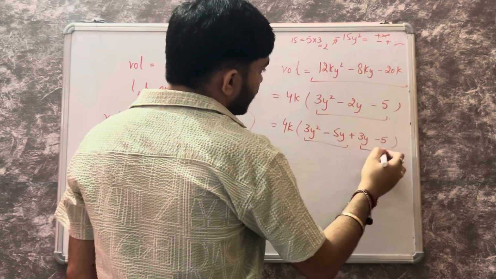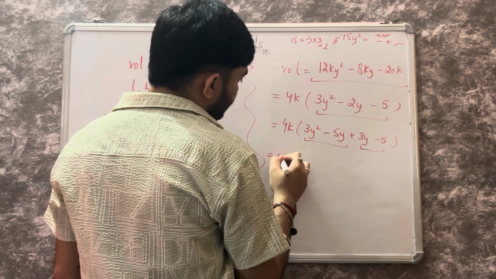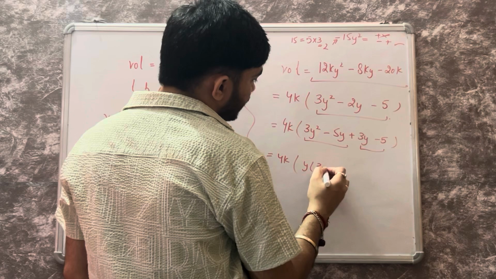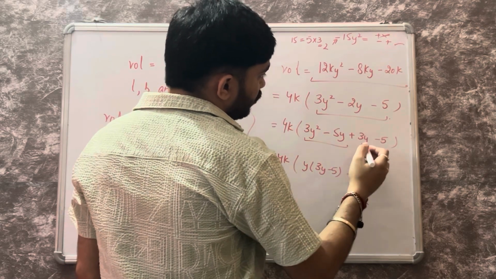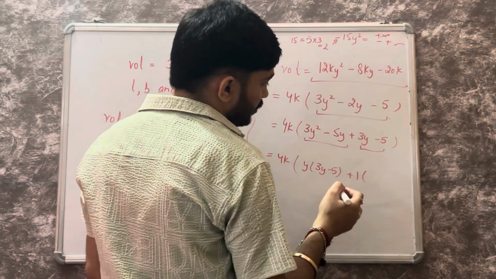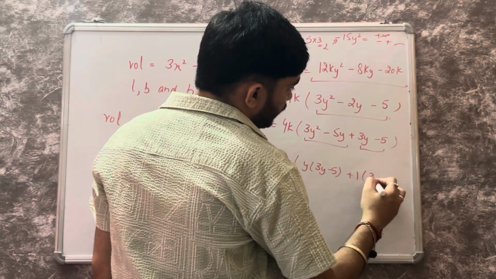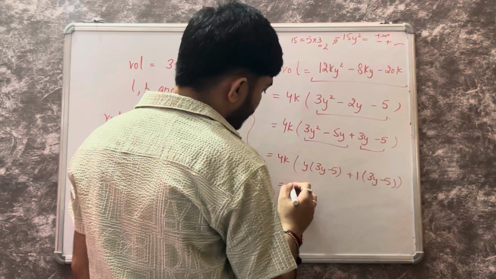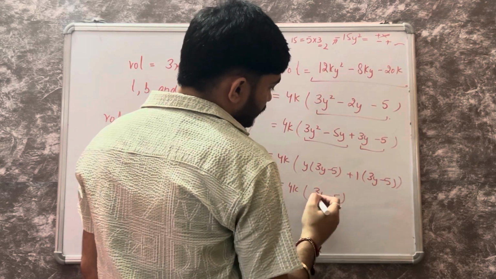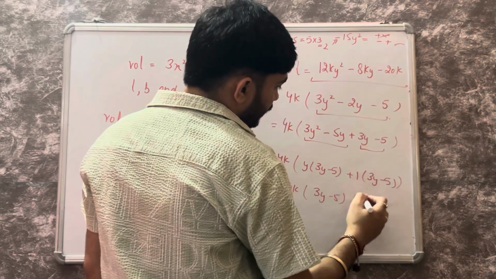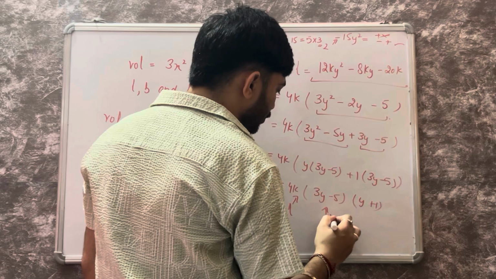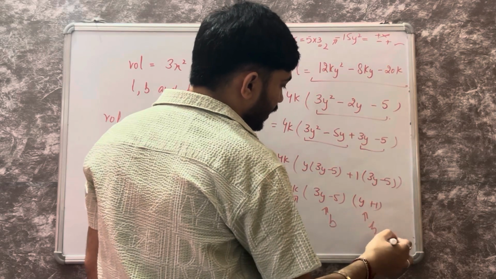Pair the first two terms and the last two terms. 4k. You can take common y here and you are being left with 3y minus 5. You cannot take anything common here, so the common term is 1, 3y minus 5. We will get 4k. Here take this common, that is 3y minus 5, and you are being left with y plus 1. So this is going to be our length, this is going to be our breadth, and this is going to be our height. Any doubt?